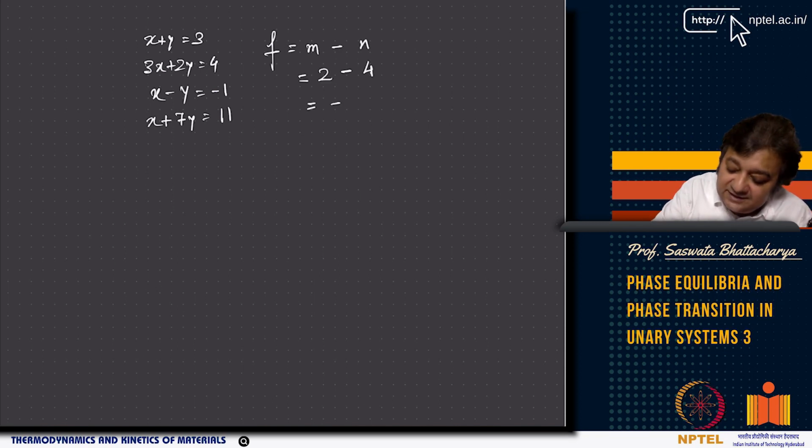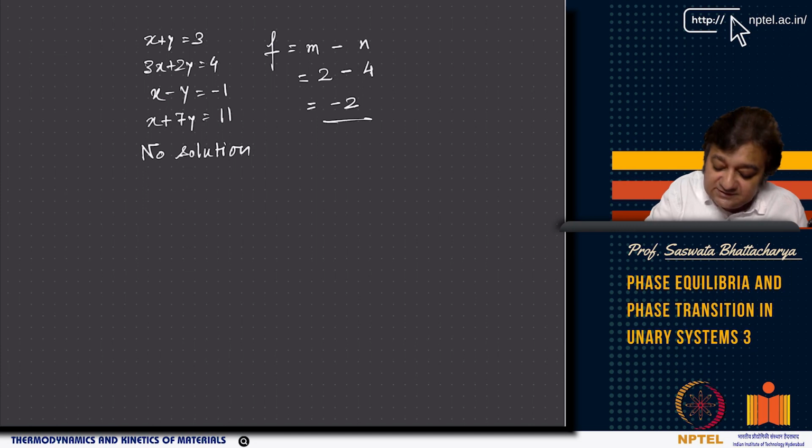Now, as you can see here, I can take any two equations and solve, but the solution may not satisfy the third equation or the fourth equation. So in an ordinary approach, if you do not use a least squares approach, there is no solution to it, right? You have no solution, and degrees of freedom is -2, as you can see here.